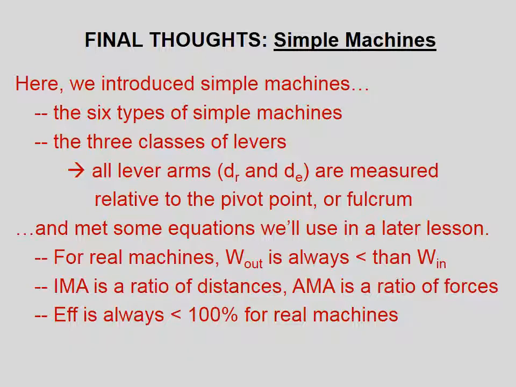Here we introduced simple machines, the 6 types of simple machines, the 3 classes of levers. All lever arms, dr and de, are measured relative to the pivot point, or fulcrum. And we met some equations we'll use in a later lesson. For real machines, the output work is always less than the input work. The ideal mechanical advantage is a ratio of distances, the actual mechanical advantage is a ratio of forces, and the efficiency is always less than 100% for real machines.